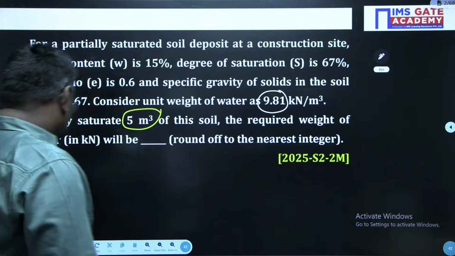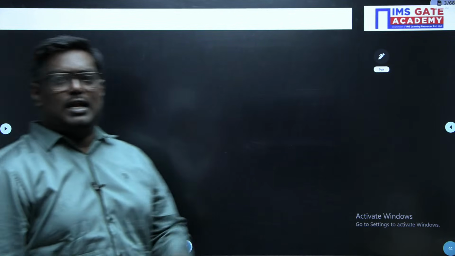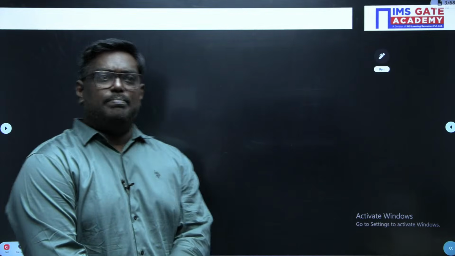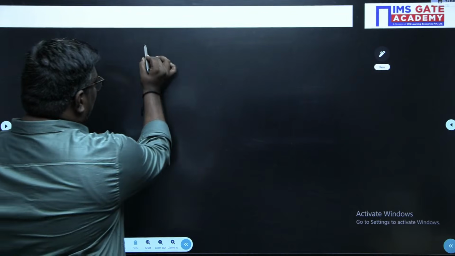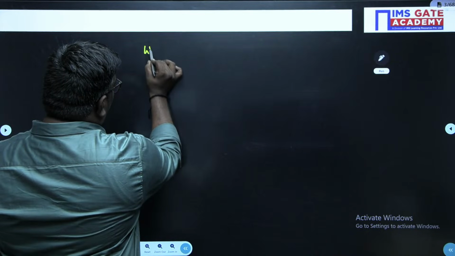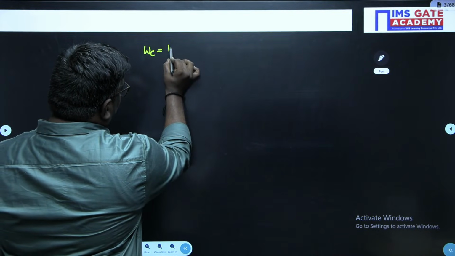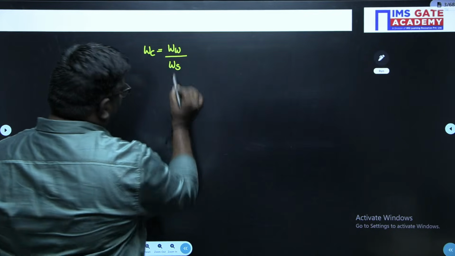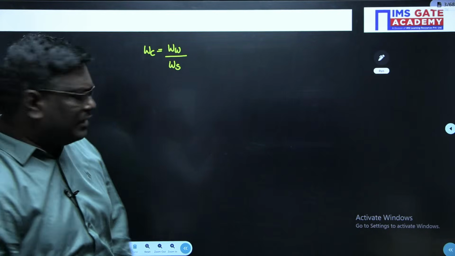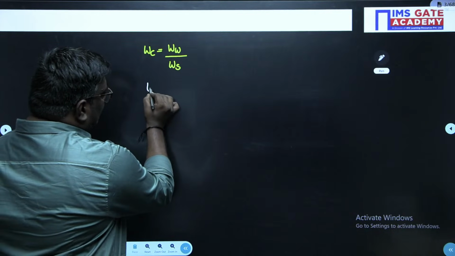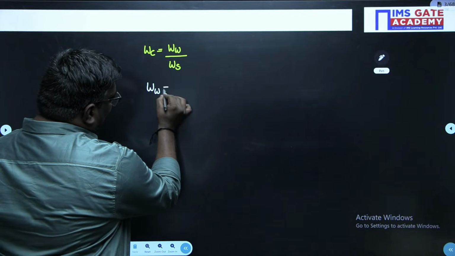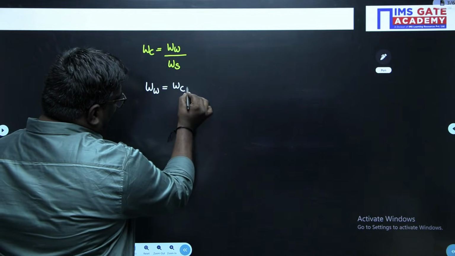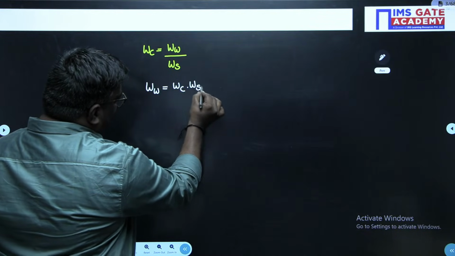Now, my dear students, whenever these kind of questions are asked, the question is very simple. So, please try to understand here. You know water content is equal to what, my dear students? It is nothing but weight of water upon weight of solids. So, here when you ask me, what do you mean by weight of water? Weight of water is nothing but water content times weight of solids.